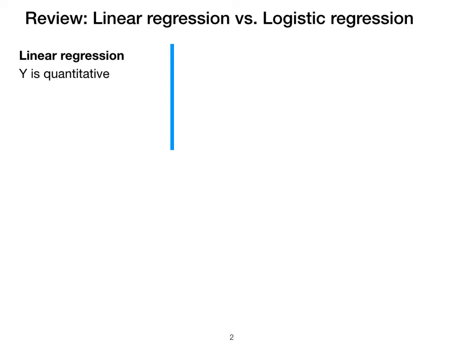When we have linear regression, our response variable y is quantitative. I mean that they have meaningful values, meaningful numbers as their value. For example, height or age.